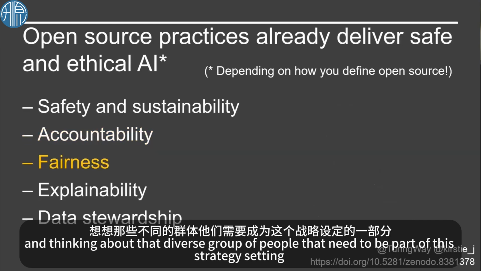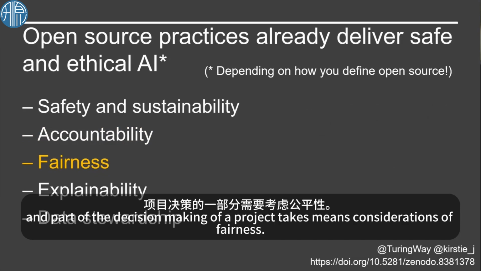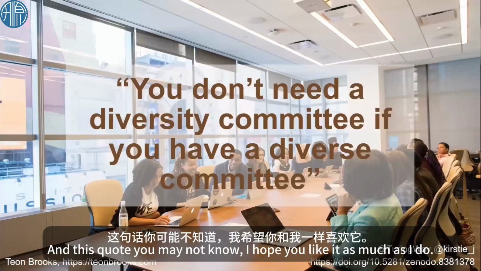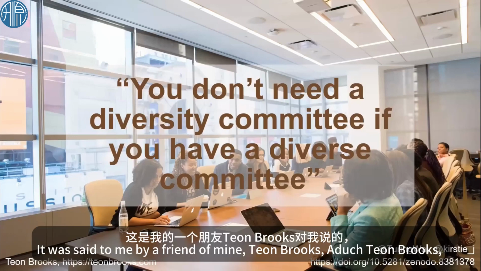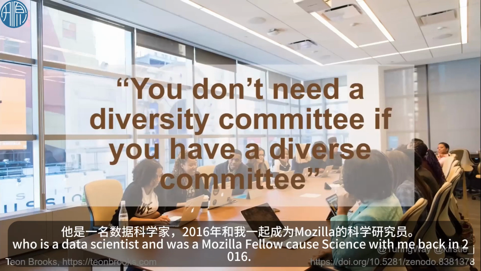And thinking about that diverse group of people that need to be part of this sort of strategy setting and part of the decision making of a project takes me into considerations of fairness. And this quote you may not know, I hope you like it as much as I do. It was said to me by a friend of mine, Dr. Tion Brooks, who is a data scientist and was a Mozilla Fellow for Science with me back in 2016.